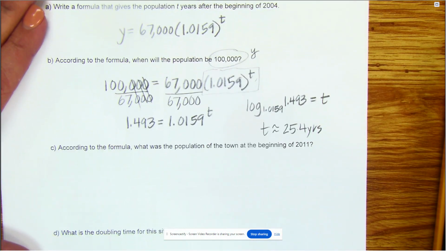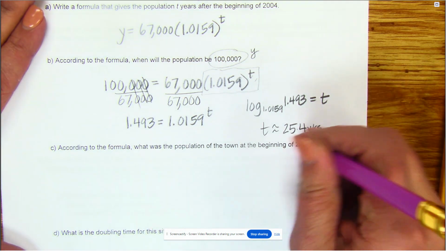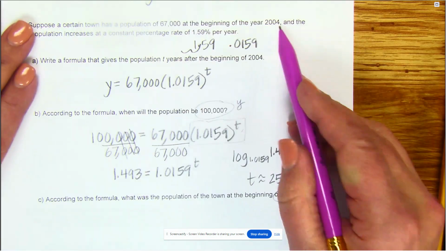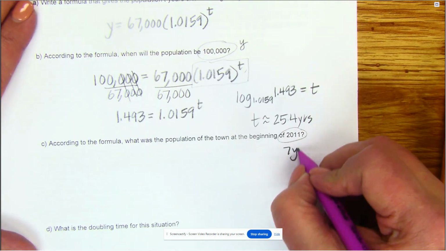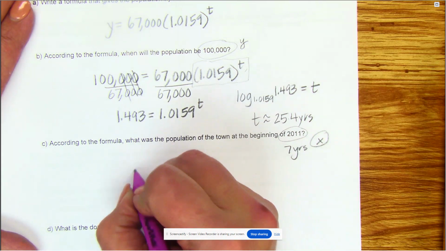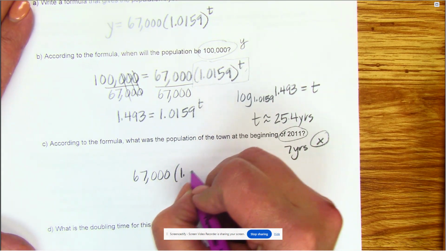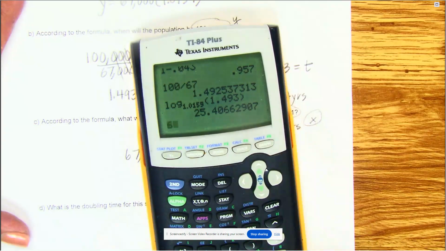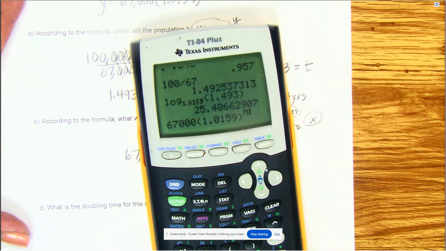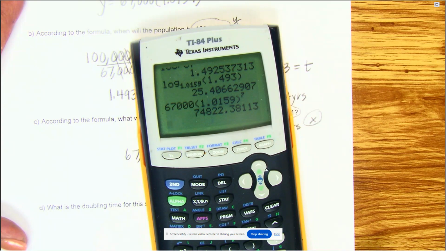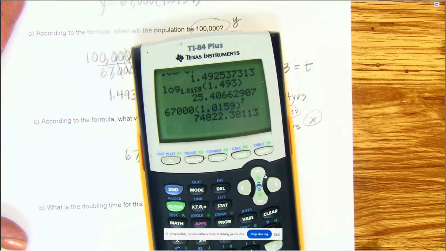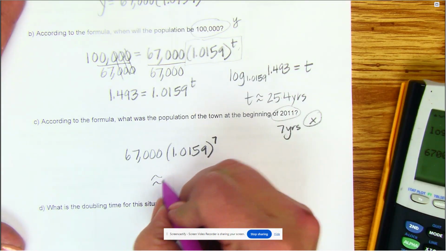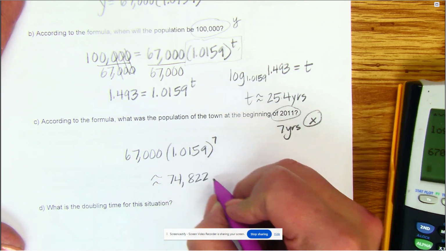According to the formula, what was the population of the town at the beginning of 2011? Well, this problem started in 2004, so that's been 7 years. They're giving me the x. So no solving here, just plugging in and going straight to my calculator. Putting a 7 in there. 67,000 times 1.0159 to the 7 years later, 74,822. Approximately 74,822.